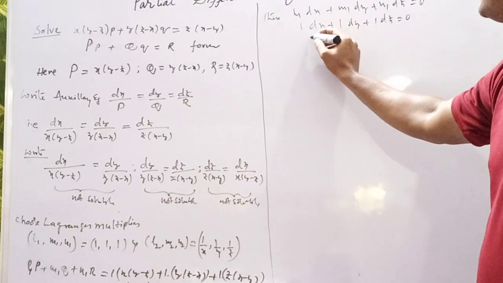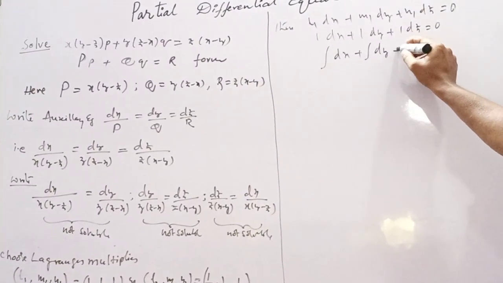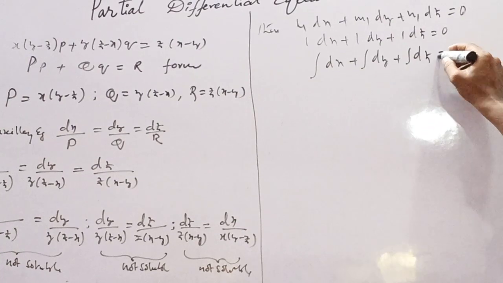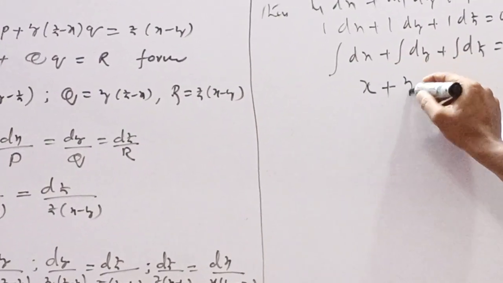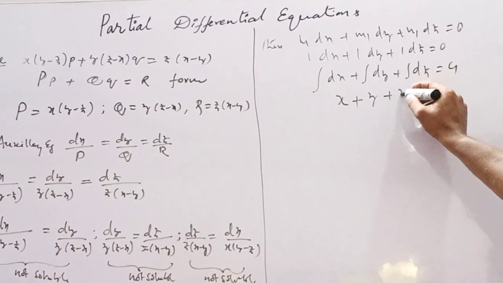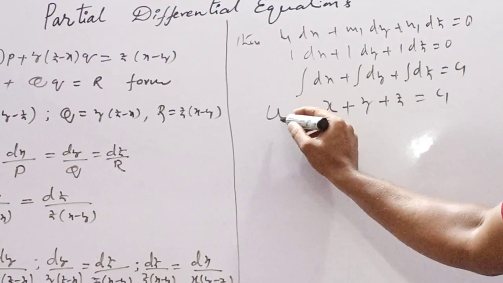Integration on both sides: integral dx, integral dy, integral dz equal to constant c1. So integral of dx means x, dy means y, dz means z, so x plus y plus z equal to c1. You say this is equal to u.